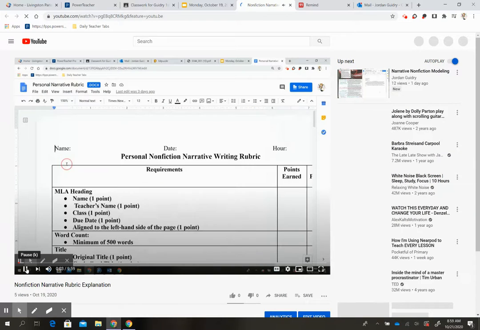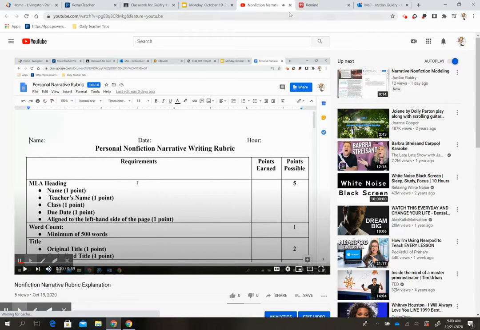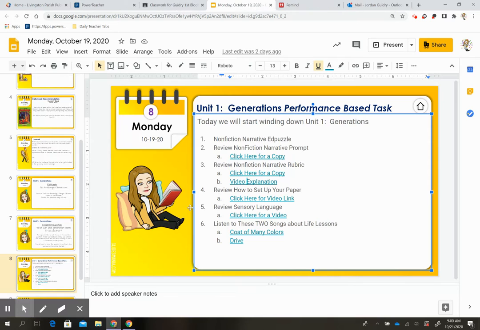Hey guys, today we're going to go over our narrative writing rubric. So these are going to be your requirements for your nonfiction narrative.